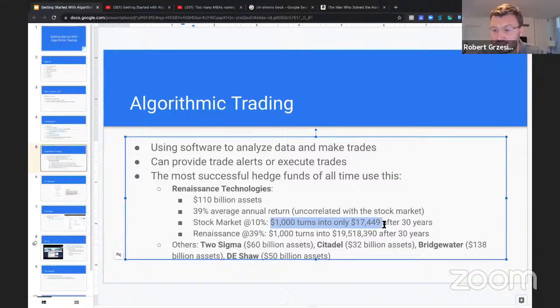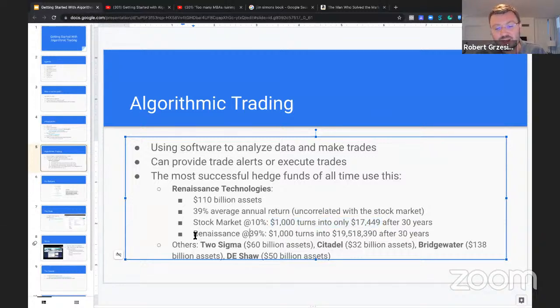$1,000 turns into 17,000. That's good, right? 17 times your money, almost 18 times your money. The market's been doing a little better lately, maybe a little bit more than that, right? Maybe 20 times your money, 20K, 30K. It's good money, right? It's a good return, right? And this is why everyone says invest your money in the stock market, right? It's a good thing to do. You really should be doing that, right?